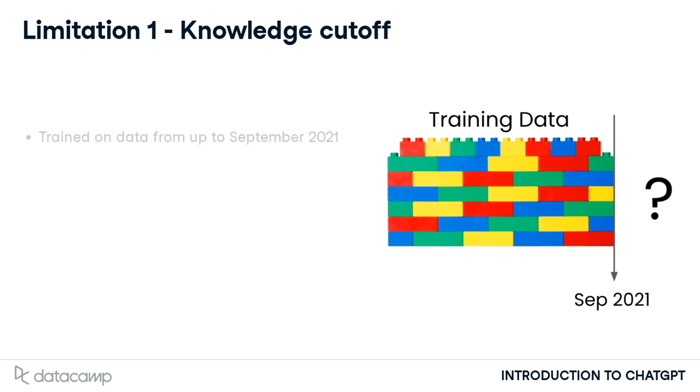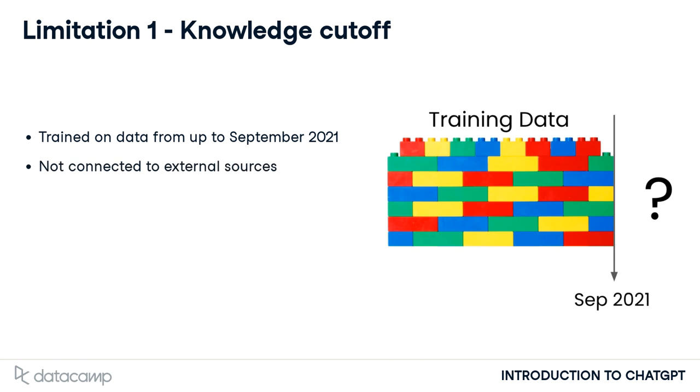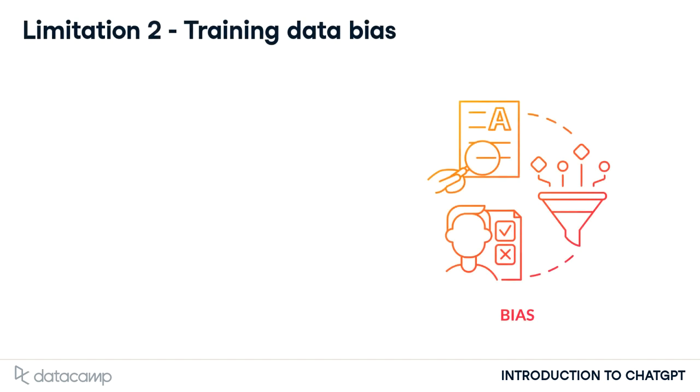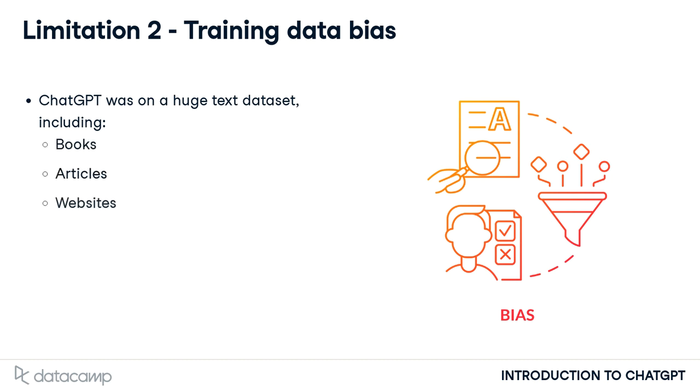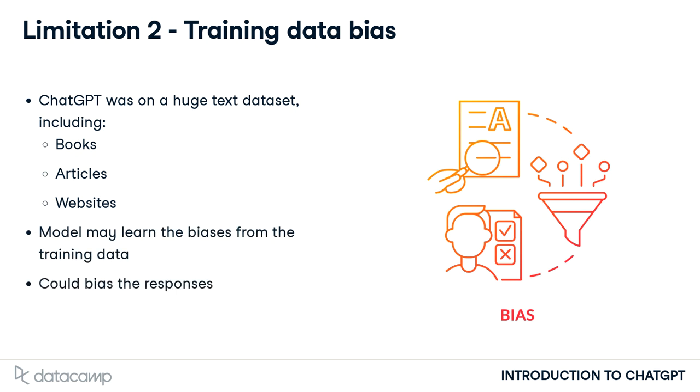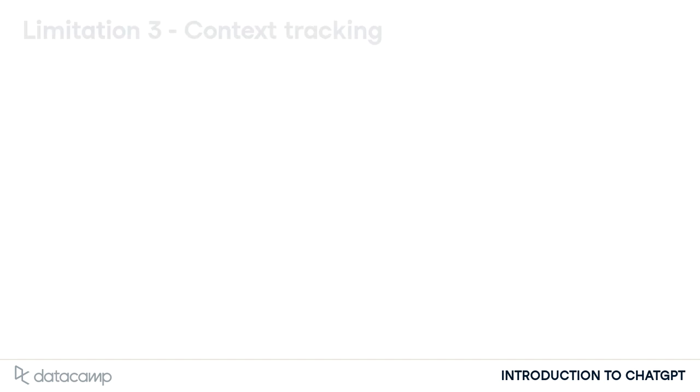ChatGPT was trained on data up to a certain date, and the model isn't connected to the internet or other external sources, so it isn't aware of events beyond this date. Another limitation is potential bias in the training data. ChatGPT was trained on a massive text dataset from a variety of sources, including books, articles, and websites. But this data could contain biases. The model may learn these biases and produce biased responses.